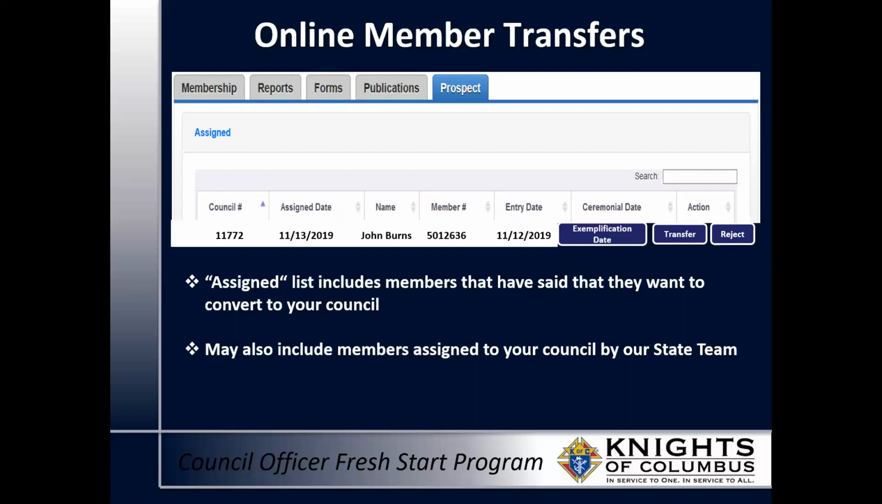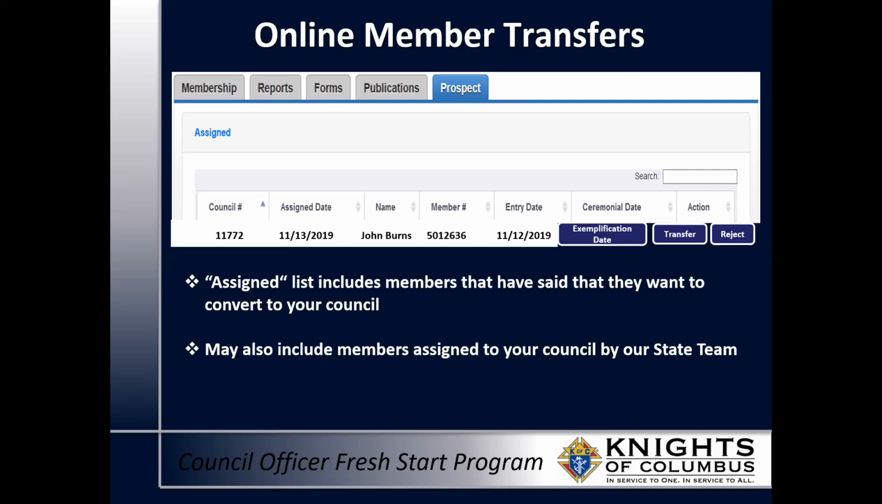The council will be there, the assignment date, the name, membership number, and date of entry. If you click on assign, you'll see this information for any e-member that has said they want to convert to your council. But it can also include members that are assigned to your council by the state. If an e-member does not specify the council he's interested in joining, the state will look up the prospect's address and try to place them in the council that's nearest to where they are. Here's the information that will appear.